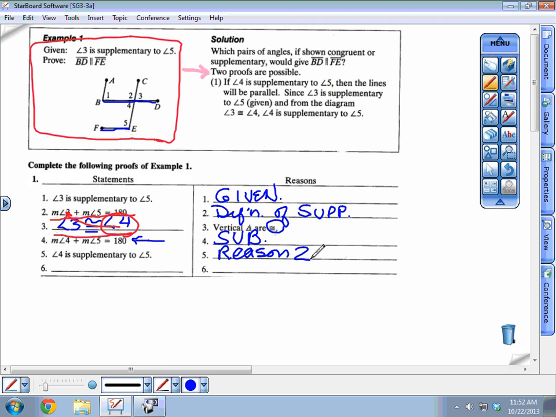Okay? Now, what can we say finally? Line segment BD is parallel to line segment FE, and here's where you want to state why those two lines are parallel. Two lines cut by a transversal, same side interior angles are supplementary, then the two lines are parallel, right? And I'm not going to write all that out, but I'll say same side interior angles supplementary.